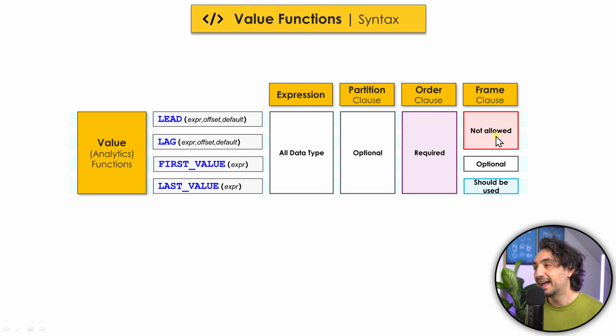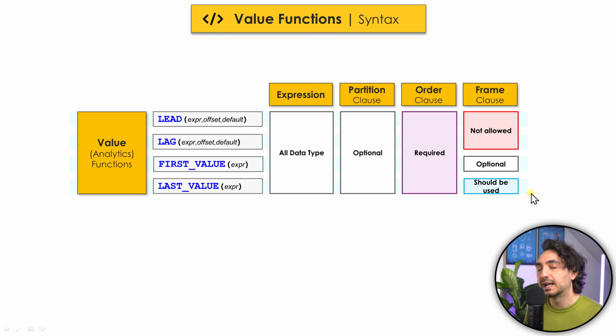Now we come to the last one. We have the frame clause. They are really different here. For the first 2 functions, lead and lag, you are not allowed to define any frame. So you are not allowed to define any subset of data. It's very similar to the ranking. So you must use order by, but you cannot define the frame of the window. But for the other 2 functions, the first value and the last value, it is optional. You can go and use them. And for the last value, it is recommended to define a frame clause.